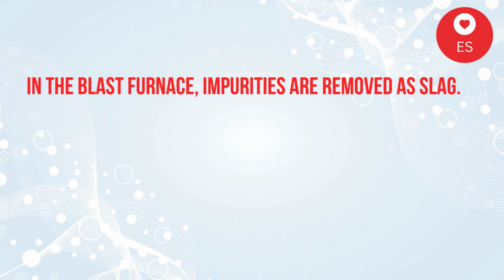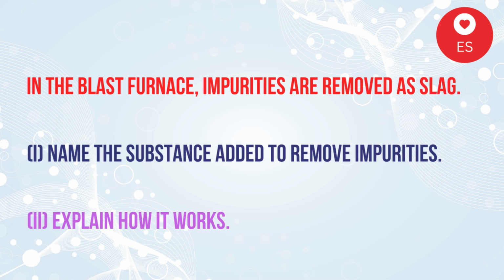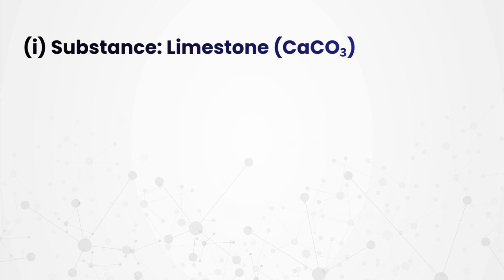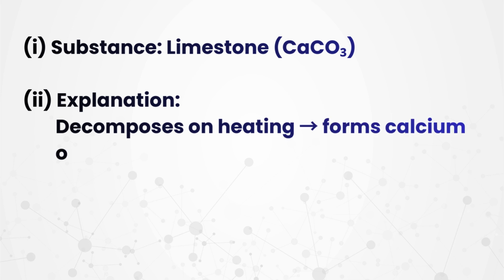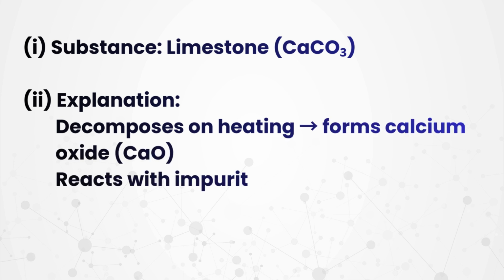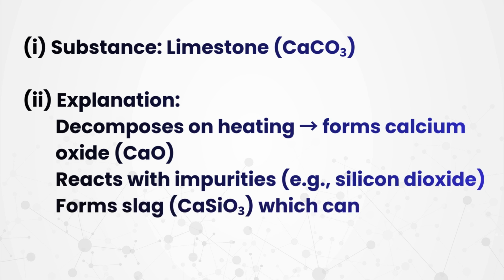In the blast furnace, impurities are removed as slag. I. Name the substance added to remove impurities. E. Explain how it works. I. Substance: limestone. E. Explanation: decomposes on heating to form calcium oxide. Reacts with impurities like silicon dioxide. Forms slag which can be removed.